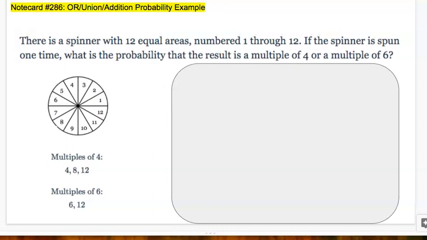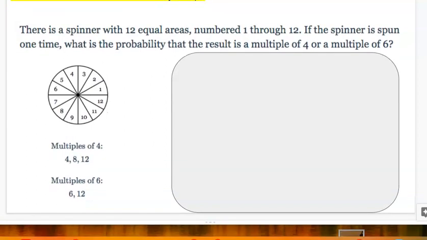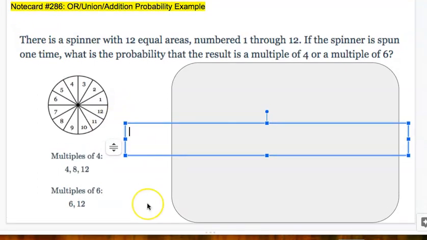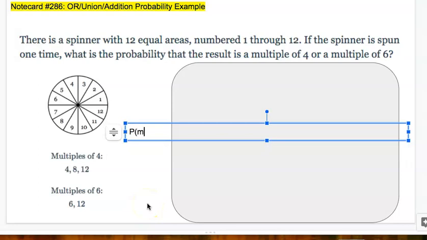Okay, here we go. All right, there we go. I was trying to get that on there, but okay. So the probability that it's a multiple of 4 plus the probability that it's a multiple of 6 minus the probability that it's a multiple of 4. I'm just going to put a 4 like that.